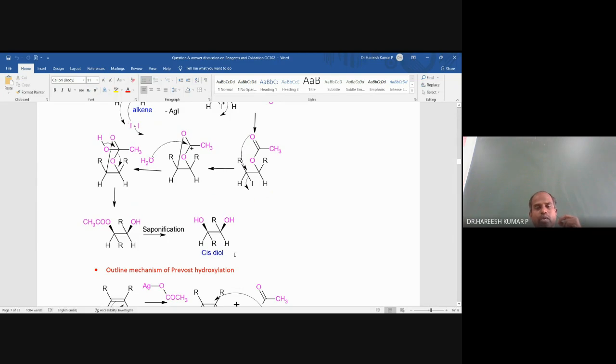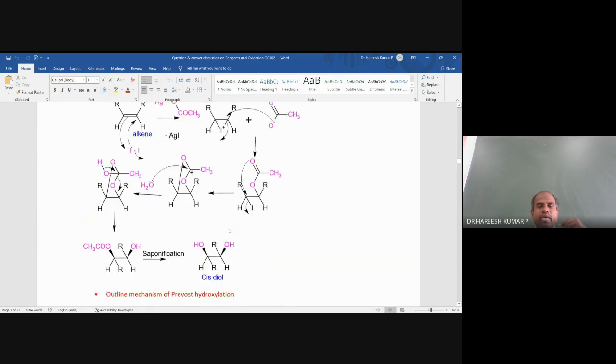So what is the product obtained? Cis diol. Cis means same side hydroxy group compounds are called cis diol. Okay. So this is what is meant by Woodward hydroxylation: it is possible to get cis-diol when an alkene is treated with moist silver acetate in presence of iodine.